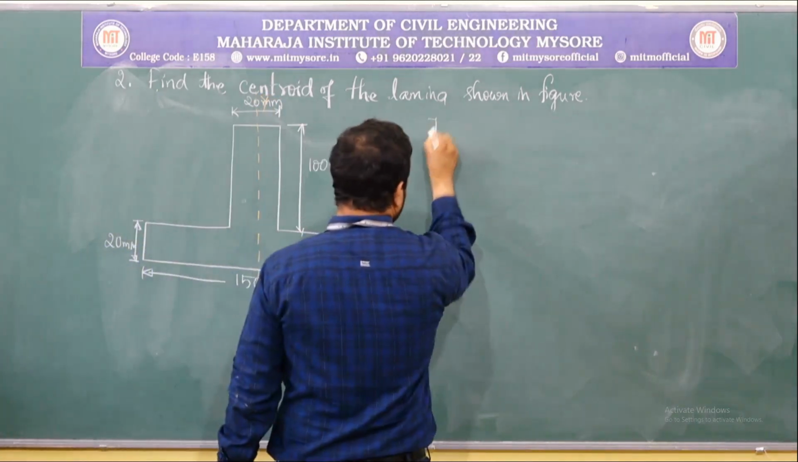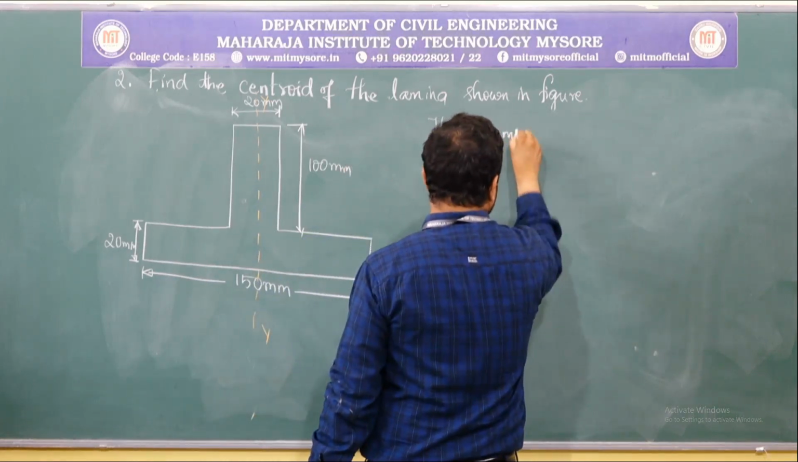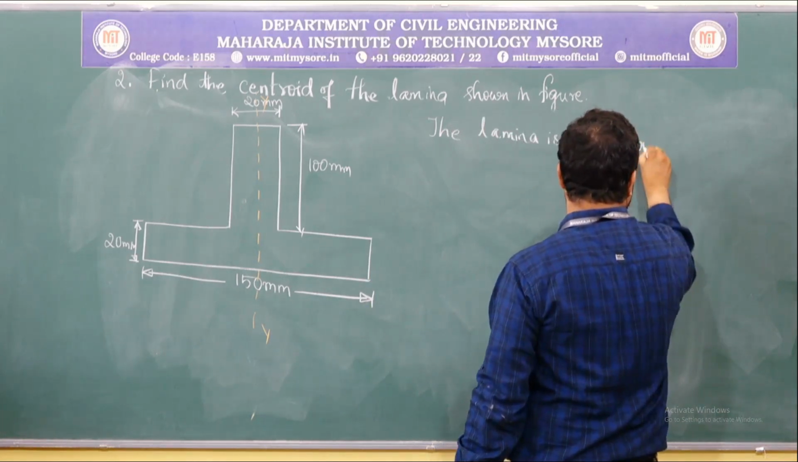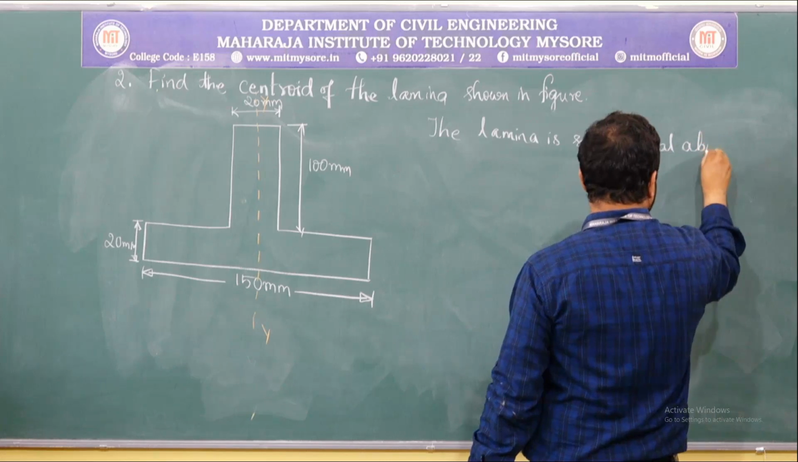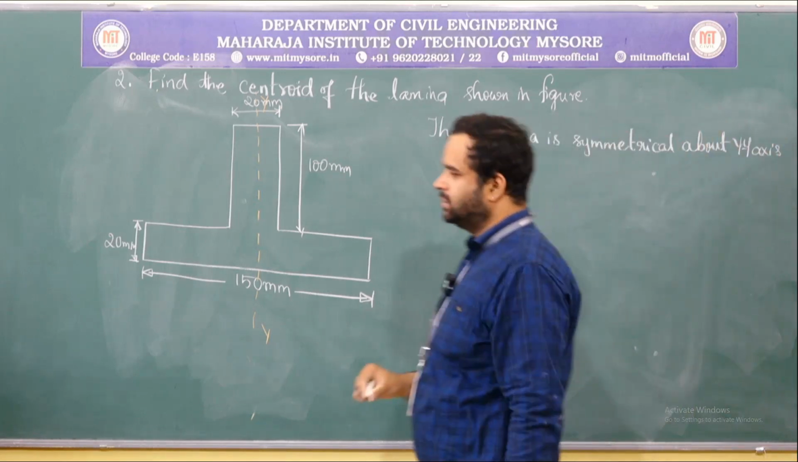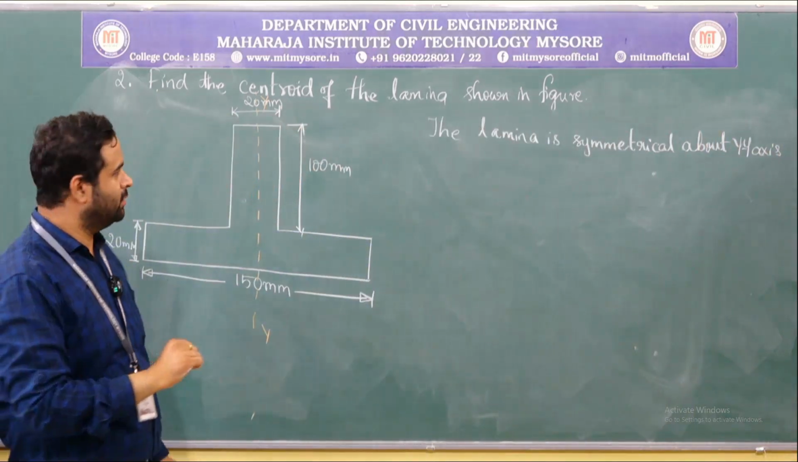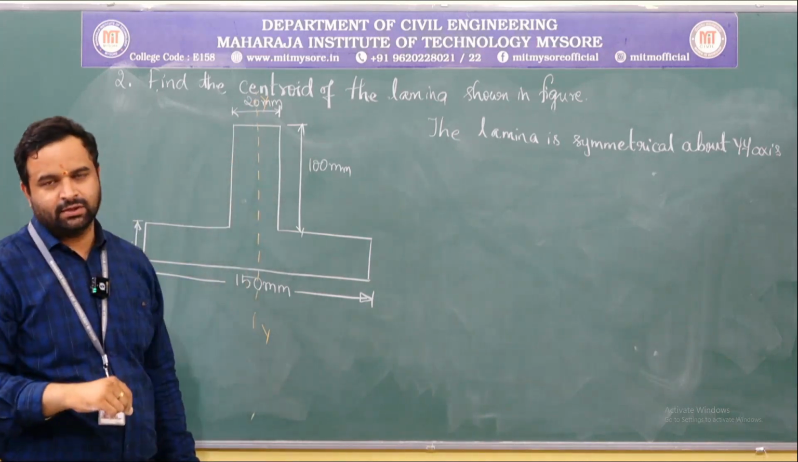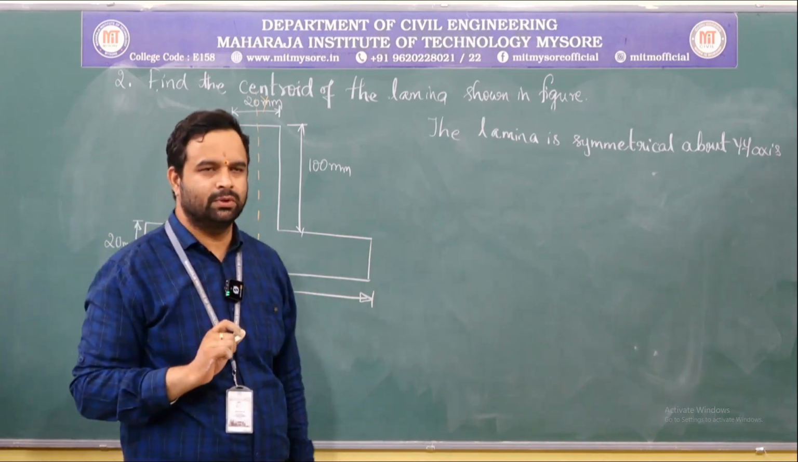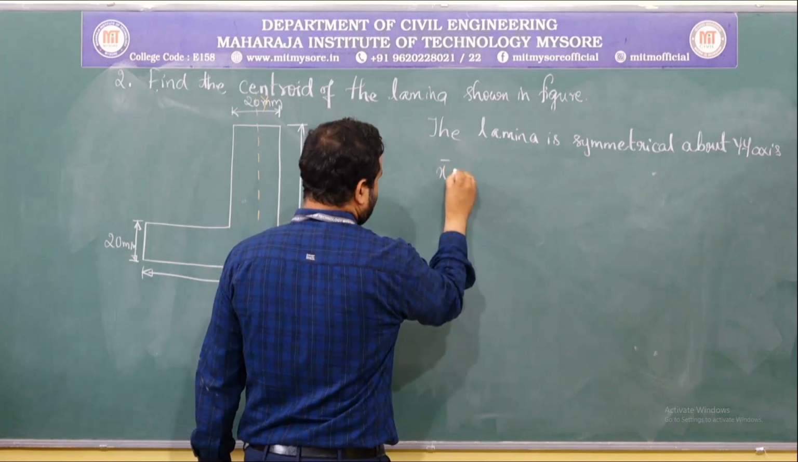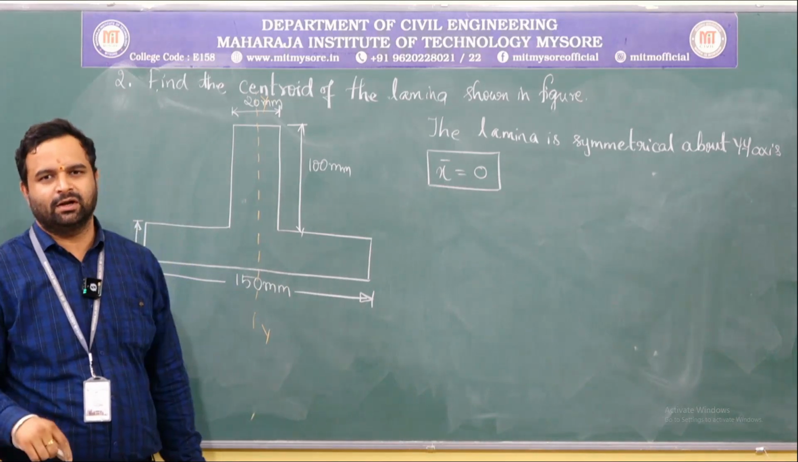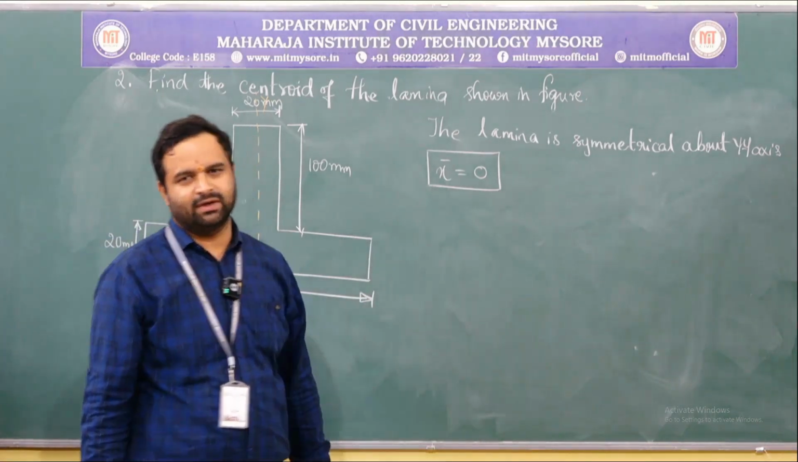So, the lamina is symmetrical about the y axis. What does this mean? If it is symmetrical about the y axis, that means there is no x bar, you will not be getting any x bar value. Therefore, the lamina is symmetrical about the y axis, therefore x bar is 0.